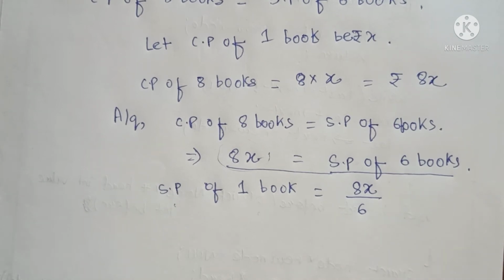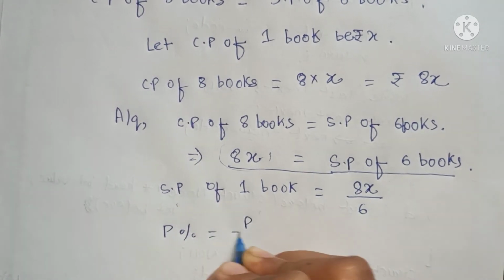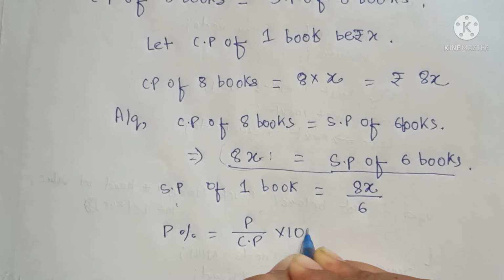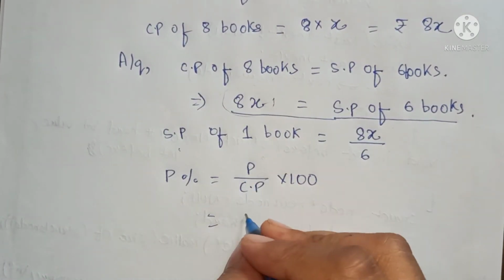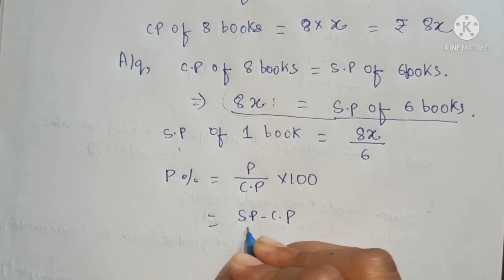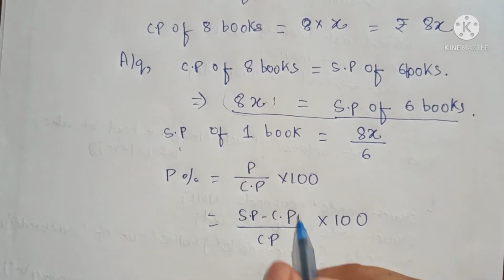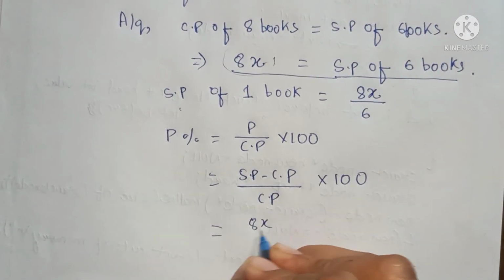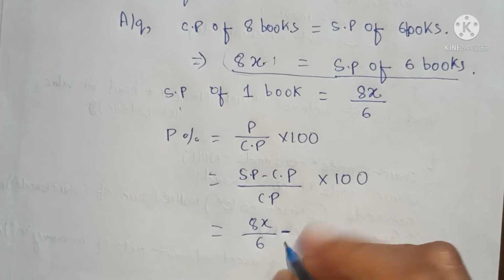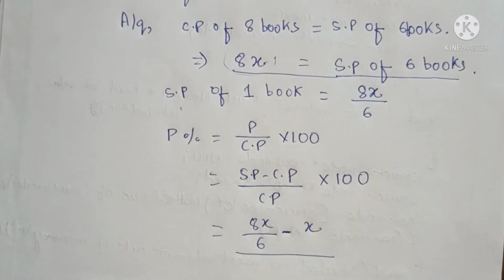नाउ वी हैव टू फाइंड द गेन परसेंटेज, राइट? We will use the gain percentage formula. We'll put it as profit by CP into 100. We don't know anything here. What is the profit formula? SP minus CP by CP. We are dealing with 1. SP of 1, CP of 1. SP of 1 is how much? 8x by 6 minus CP of 1 book, which is how much? X, divided by CP of 1 book, which is how much?